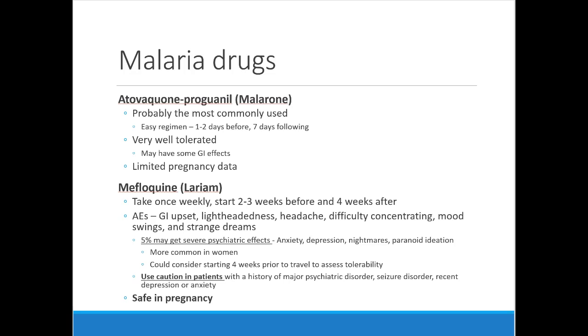The most common drug out there is Malarone or atovaquone proguanil. It's an easy regimen, so you start 1 to 2 days before you travel. You take it every day during your travel, and you take it for 7 days following. That's well tolerated. The one issue which might come up with your patients is it has pretty limited pregnancy data. So in that case, we might have to try something else. Mefloquine is another one that is safe in pregnancy that could be used.